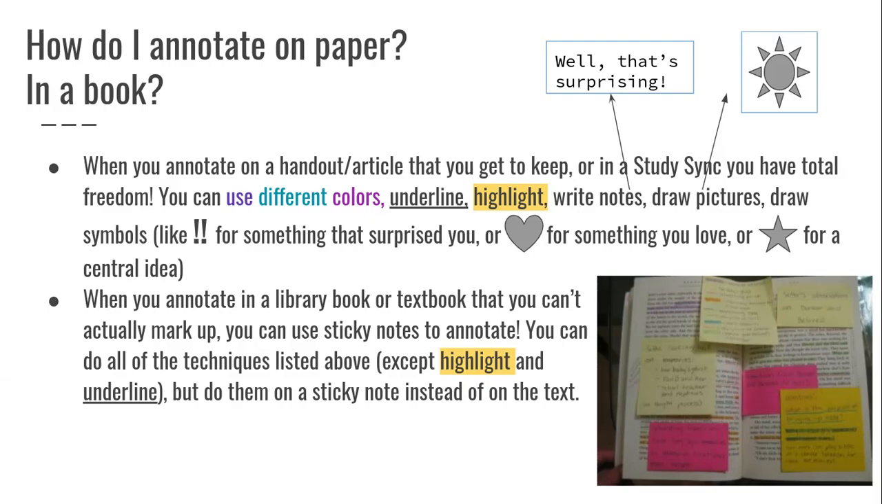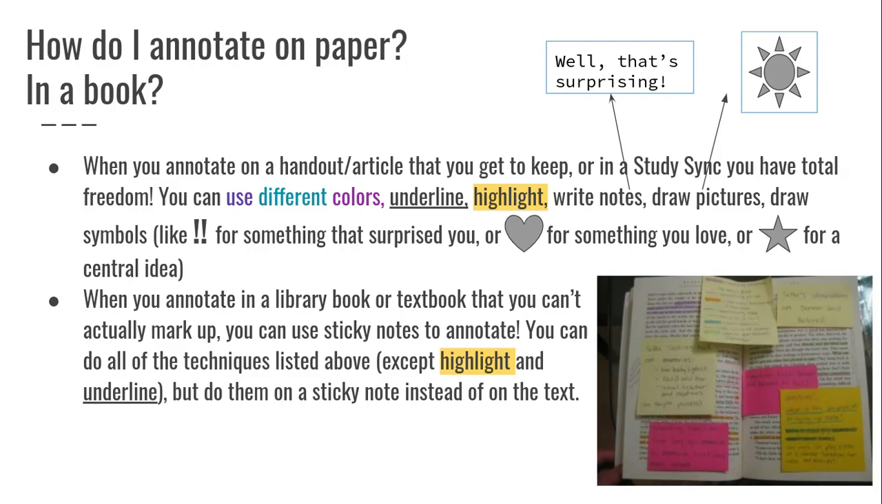So when you're annotating on a handout or article that you get to keep, like for StudySync, or if you get an article from your teacher, you kind of have free range. You can use different colors. You can underline, highlight, write notes, draw pictures, draw symbols like exclamation points for something that surprised you, or a heart for something that you love, or a star for a central idea. So you can make up your own symbols.